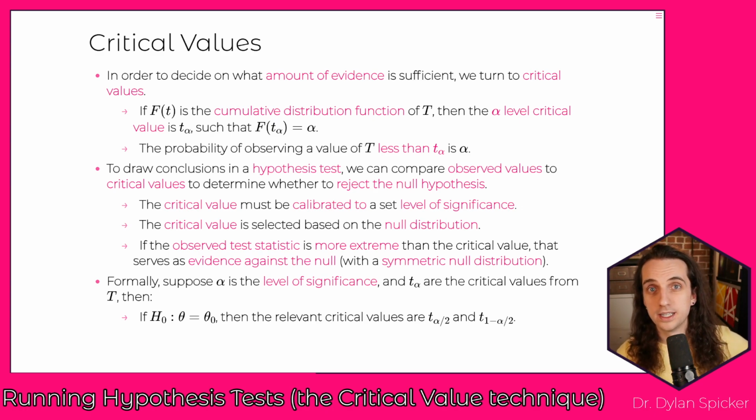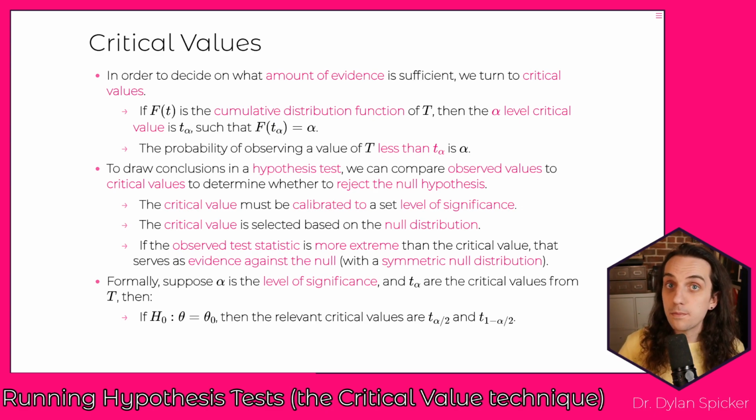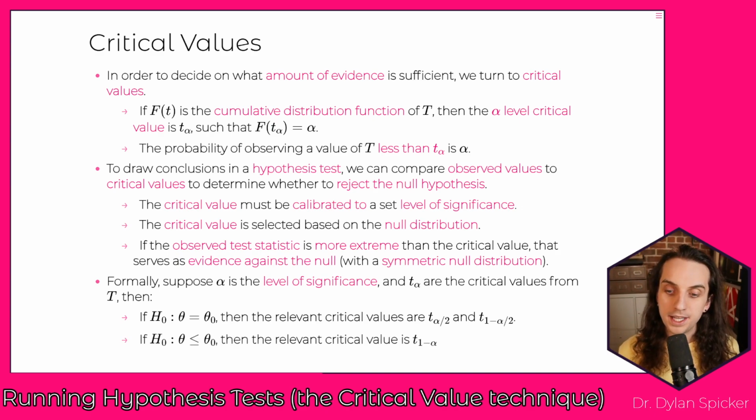So alpha over 2 as the smaller side, and then t of 1 minus alpha over 2 as the upper side, right? So we have those two tail critical values there. If the null hypothesis is that the parameter is less than or equal to some threshold, then the only thing you care about is the upper tail, because what is actually going to contradict the null hypothesis here? If the null hypothesis is that things are small, the only thing that contradicts it is that things are large. So you're just looking at the upper tail, and in particular, it's going to be t of 1 minus alpha.